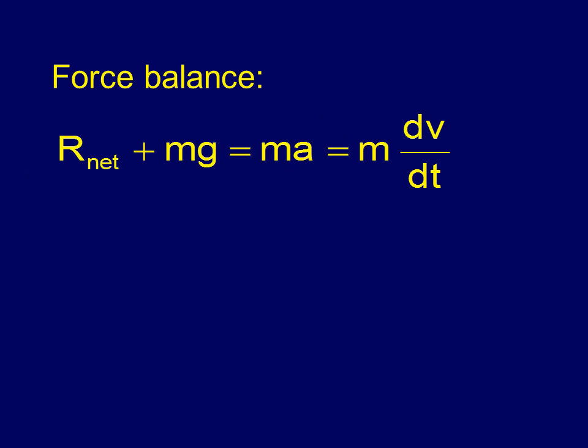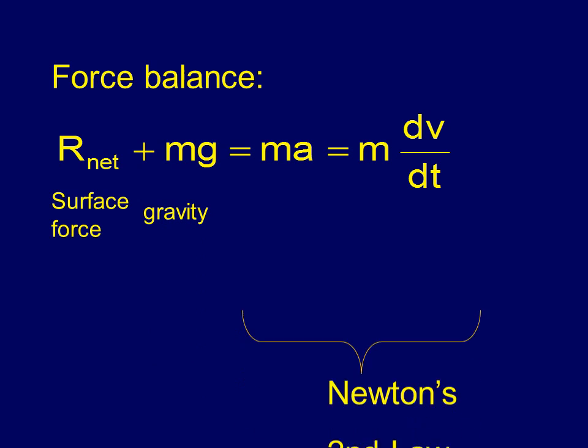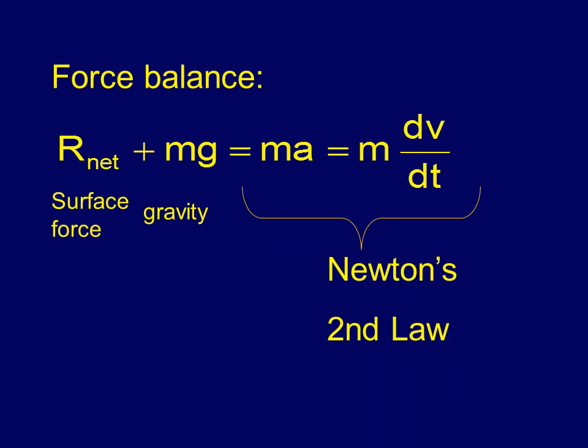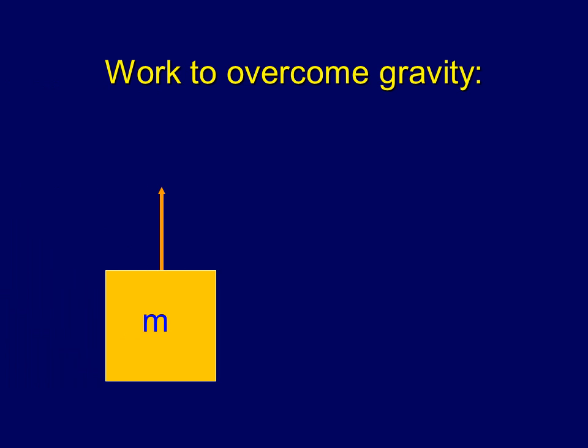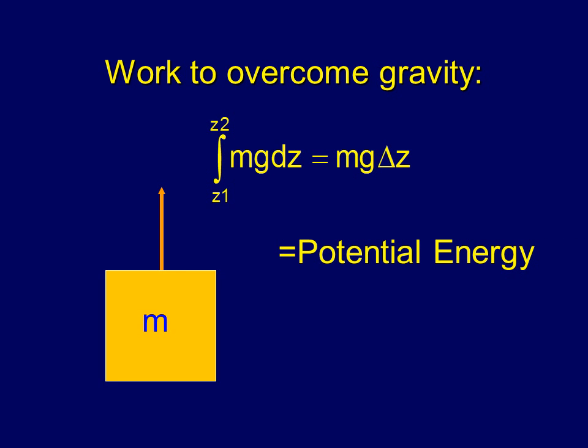If we do a force balance, then the resultant surface force plus the force of gravity is equal to mass times acceleration. That's Newton's second law. Remember, acceleration is dv/dt. So m dv/dt is force. If we look at the work to overcome gravity, then that's the integral of the force, mg times dz, z being the upward distance, is equal to mg times delta z. When we integrate that force and raise that weight, we have what we call potential energy.